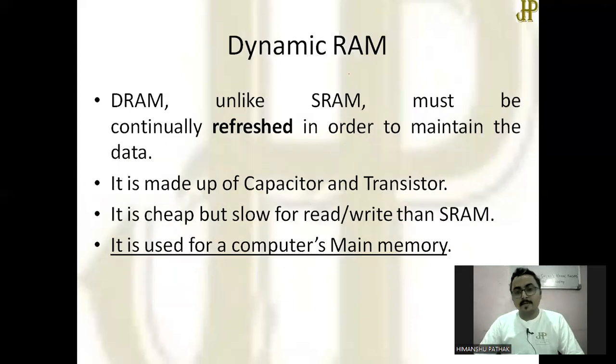Next one is dynamic RAM. As the name suggests, refreshment is continually needed to maintain the data. Why? Because it is made up of a transistor as well as a capacitor, and the capacitor needs refreshment. Okay, but there is an advantage. It is very cheap. So generally it is used for main memory.